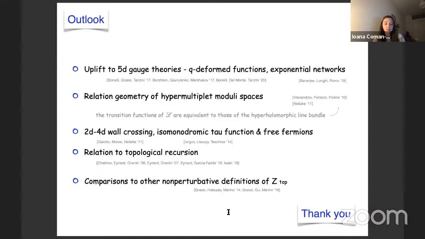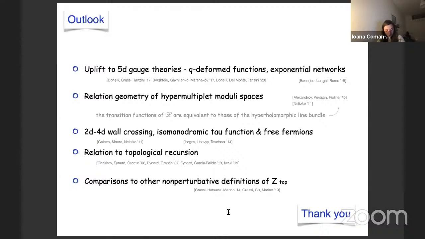So clearly a natural point to look at are the lifts from four dimensions to five dimensions, which are natural for the topological string. And here much is known, different pieces of the story have been generalized. So the tau functions become q-deformed tau functions, and the spectral networks are replaced with their exponentiated counterparts.